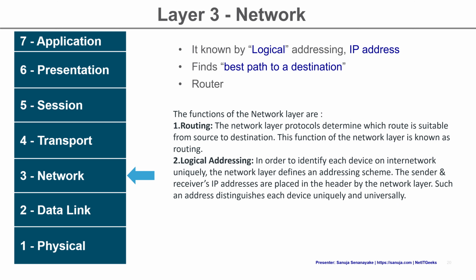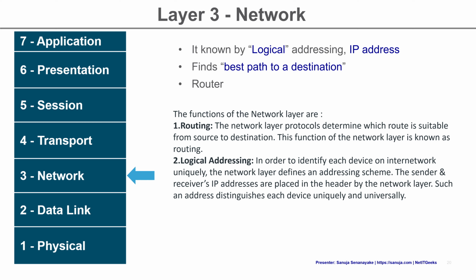The next layer is layer 3, which is the network layer, right below the transport layer. It is also known by the term logical layer. The reason for that is it is where the logical addressing happens. The logical addressing is the addressing that we commonly define as the IP addressing schemes. That's where IPv4 and IPv6 addressing comes into play. All of that happens in the network layer, and it finds the best path to the destination and is responsible for routing.